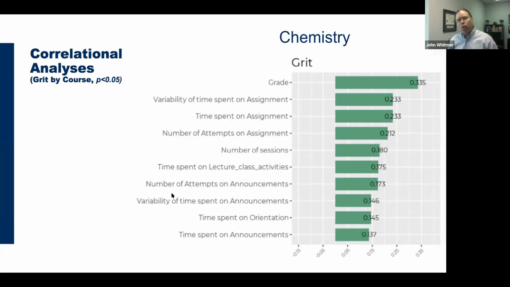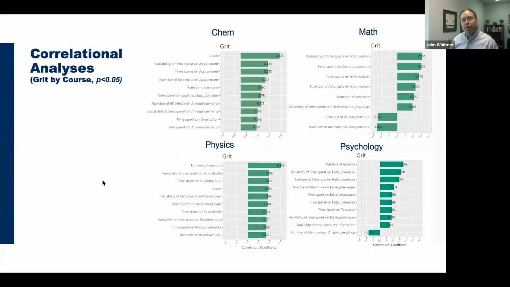And again, this was an exploratory study, so seeing the kind of things that were indicated really gave us good confidence that grit was being reflected in what people did in the class. And when we go to the other classes as well, the items that are listed in the correlations are quite different. For math, time on information, time on general content, and these are lower effect sizes, lower correlation strength, but still a significant number of items.